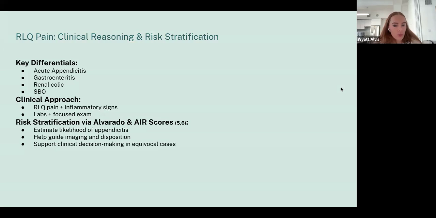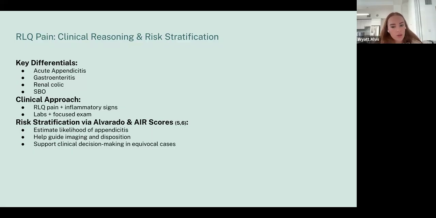So in the right lower quadrant, we normally think of appendicitis. It's normally at the top of our mind and the top of our differential diagnoses list. But I think we still need to consider other causes like gastroenteritis, renal colic, or even SBO as well.